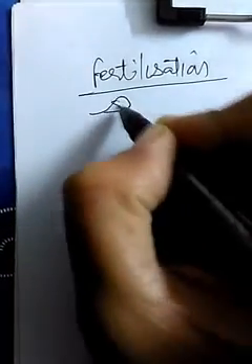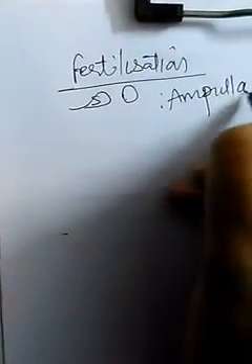Okay, now we will discuss fertilization. What is fertilization? Fertilization is the fusion of sperm and ovum, and it occurs in the ampulla of the fallopian tube.